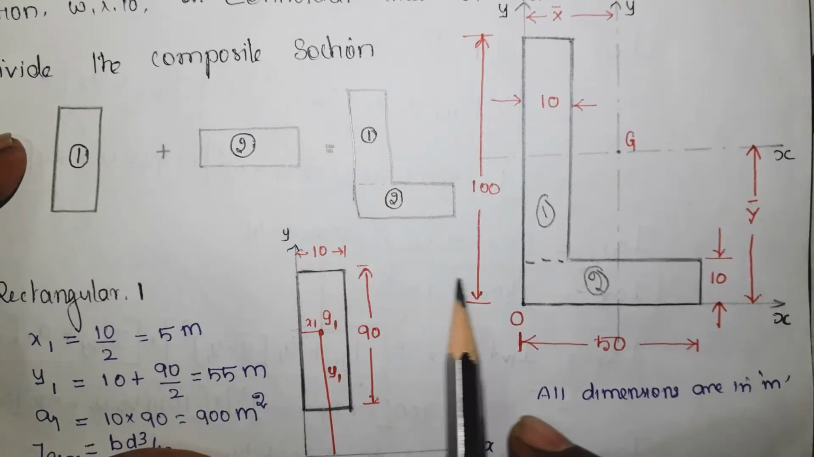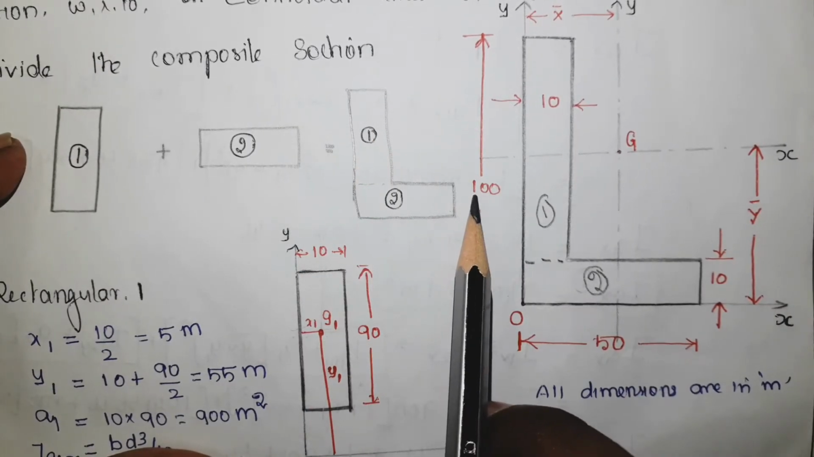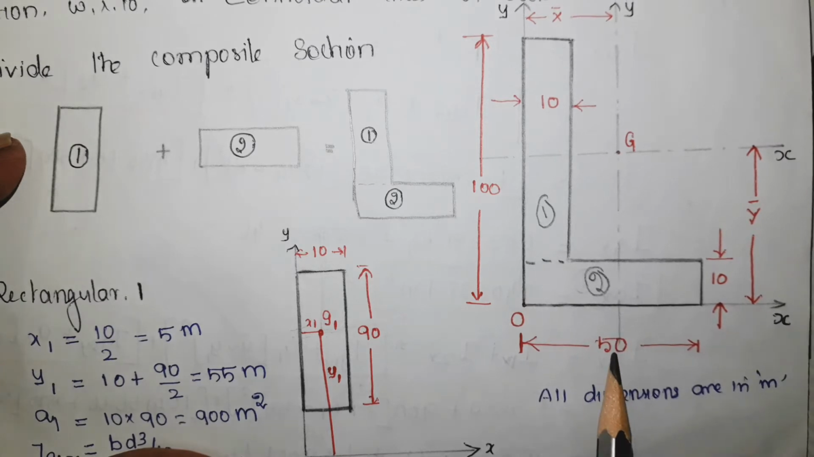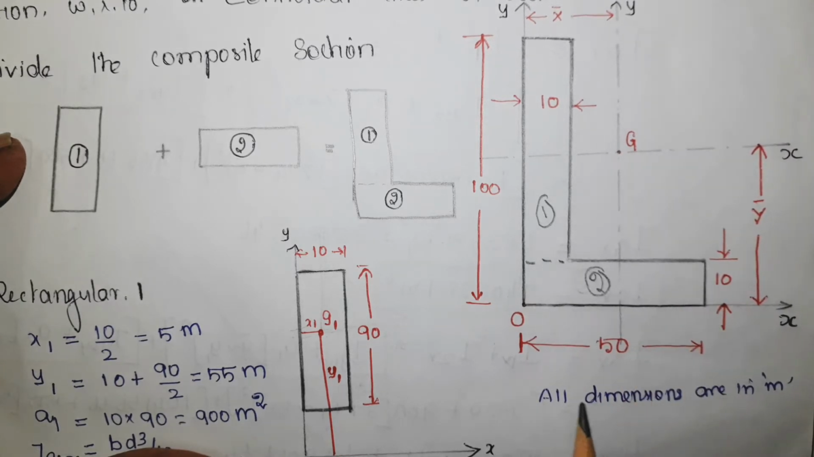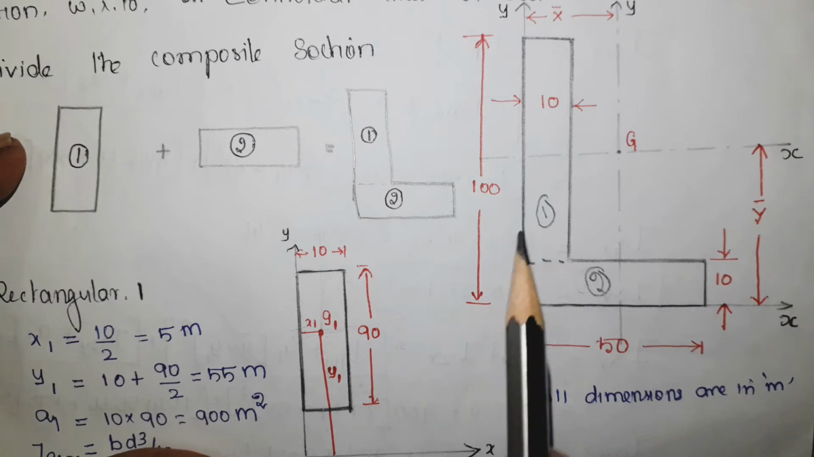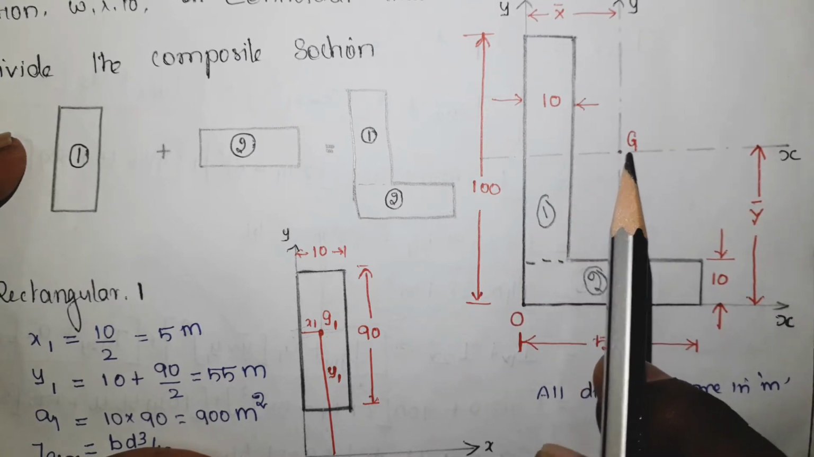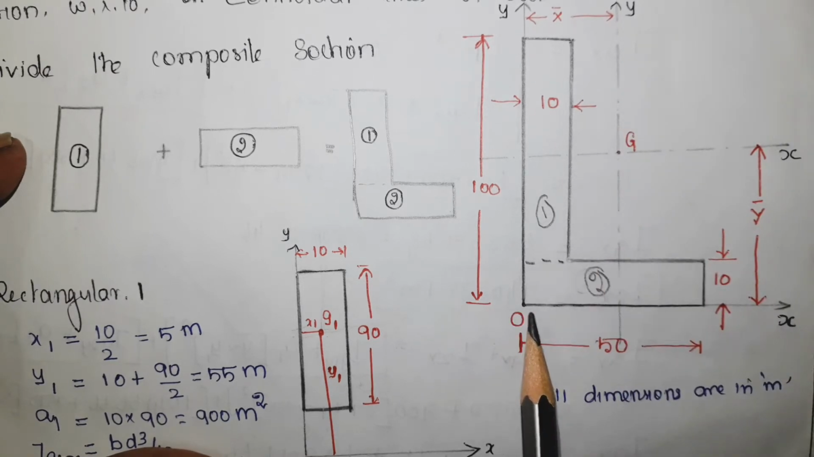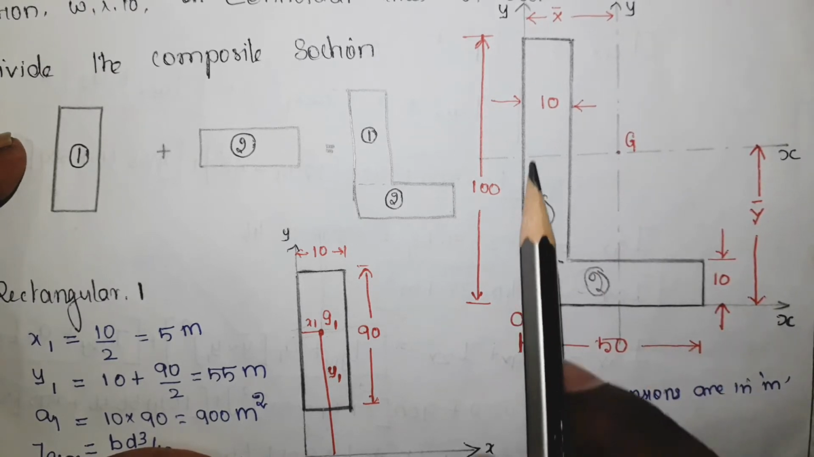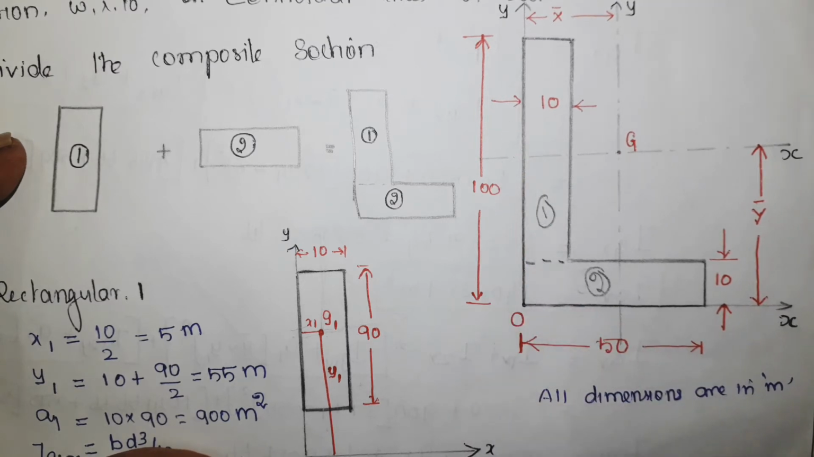Now this is the given angle section where height is equal to 100 meter, width is equal to 50 meter and thickness is equal to 10 meter. Here all dimensions are in meter. Now this is the centroid, this is centroidal x axis, this is centroidal y axis, this is the origin O, this is base x axis, this is base y axis. We have to find the area moment of inertia with respect to all the four axes.